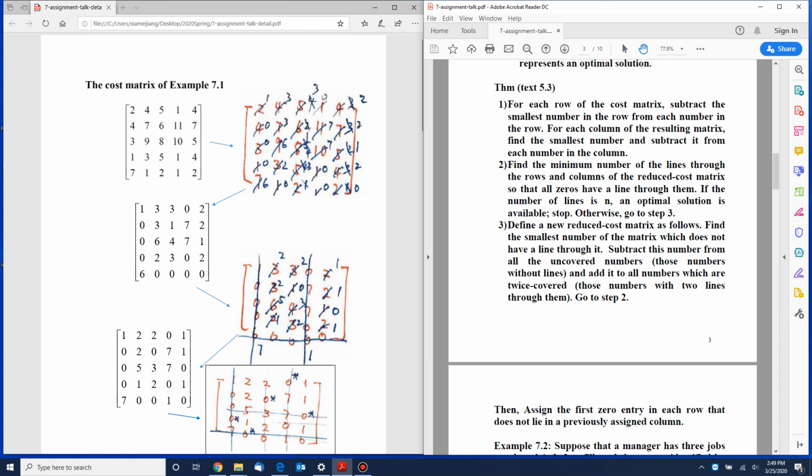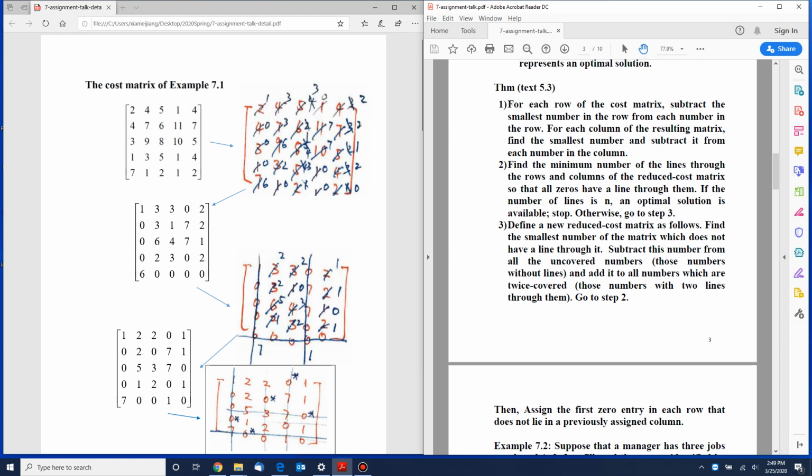On the third row, 3 is the smallest one. So minus 3: 0, 6, 5, 7, 2. And the fourth row, the smallest is 1, right? So 0, 2, 4, 0, 3. And then the last row, that is 6, 0, 1, 0, 1.